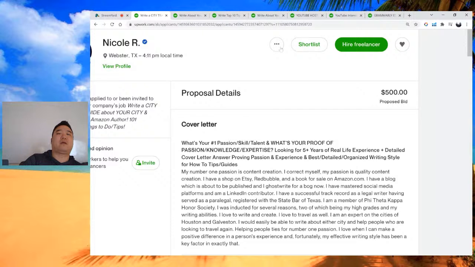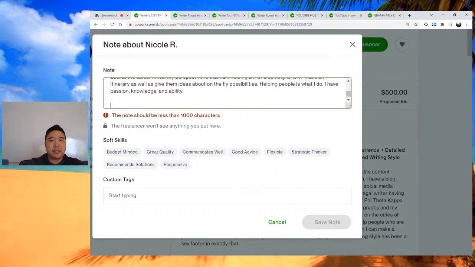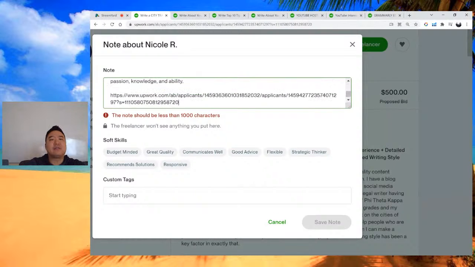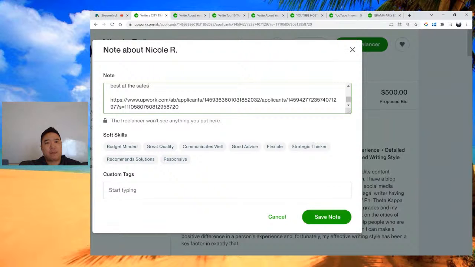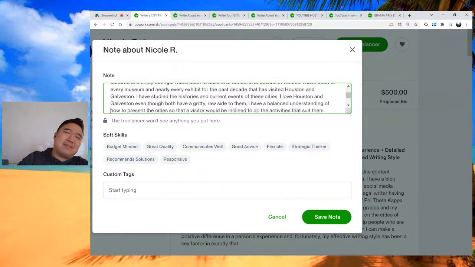Saved. Add a note. Copy and paste the answers, and copy and paste the URL for the job profile. Now, you can only put 1,000 characters, so I'm going to have to delete from the back. Okay, there you go. Oh, I have to come up with a title. I'll do that later. Right now, just okay.